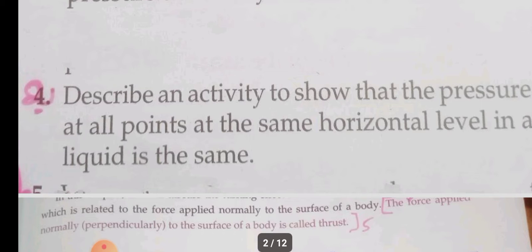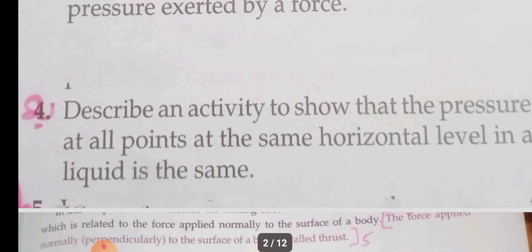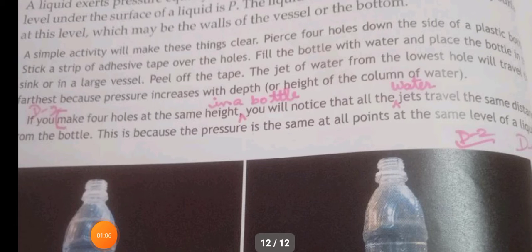Okay, children. Now, physics lesson 3, detailed answer. Second question. Describe an activity to show that pressure at all points at the same horizontal level in a liquid is the same. Okay, so the question is, I repeat the question. Describe an activity to show that pressure at all points at the same horizontal level in a liquid is the same. So the answer is make 4 holes at the same height in a bottle.